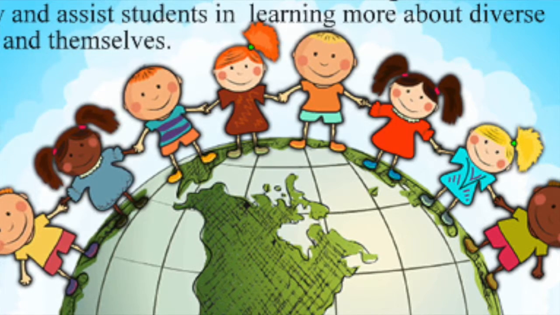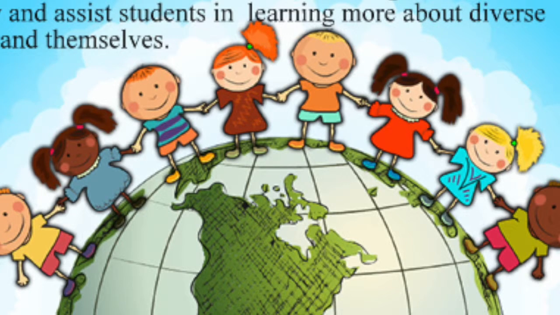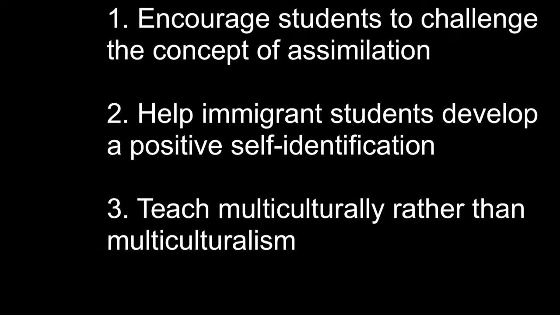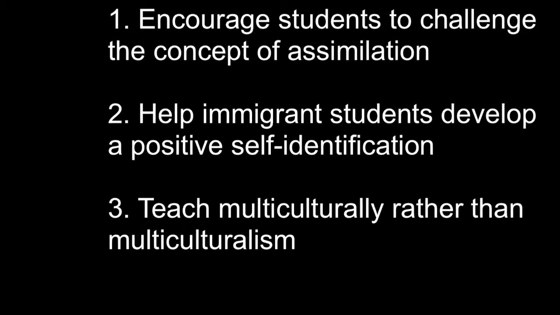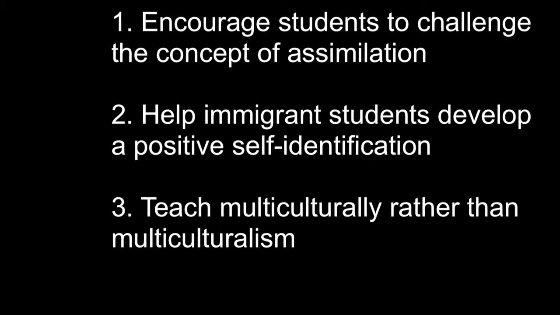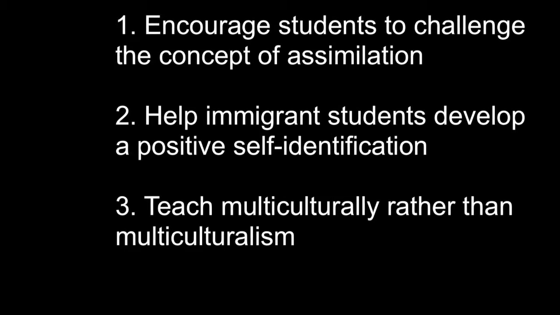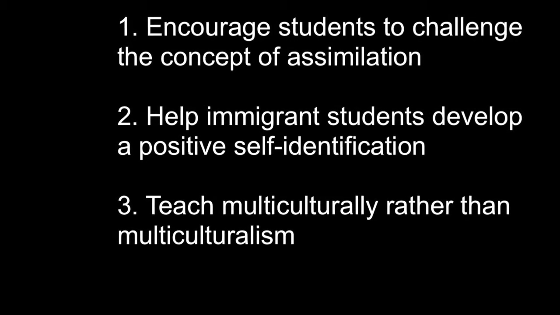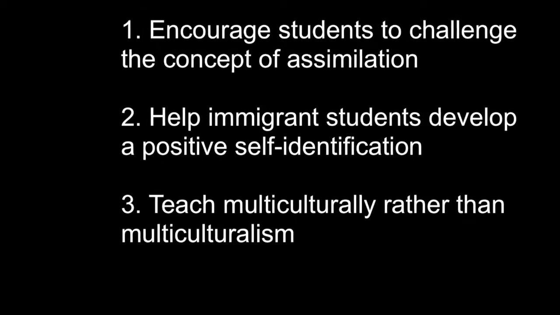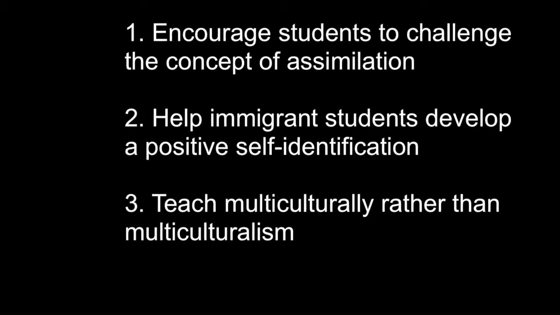It is also very important for teachers to effectively integrate multiculturalism in their lessons. According to Lai-Ping Wei in his article entitled Who and What Should We Educate Our Students to Be, there are 3 ways to move toward multiculturalism. Wei says the first is to encourage students to challenge the concept of assimilation. Next, he says help immigrant students develop a positive self-identification. And finally, teach multiculturally rather than multiculturalism.